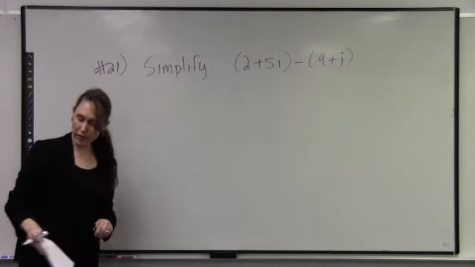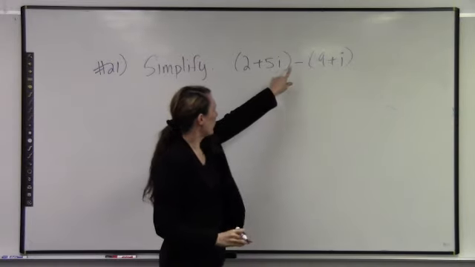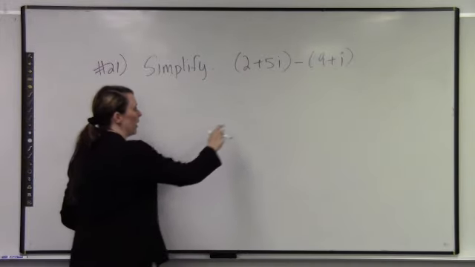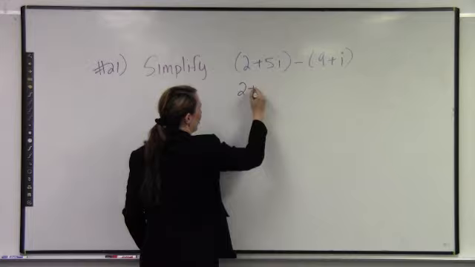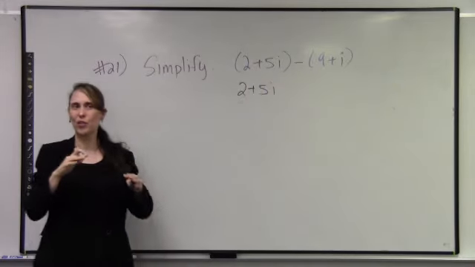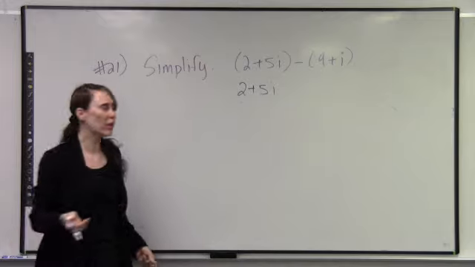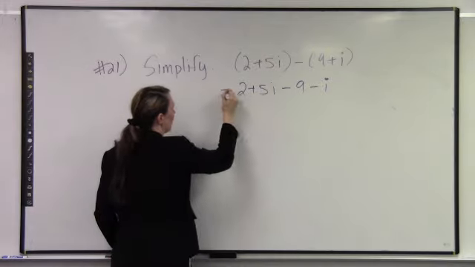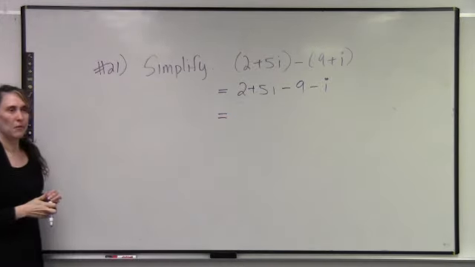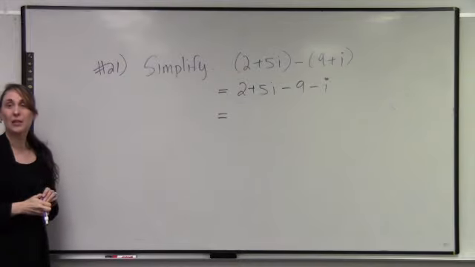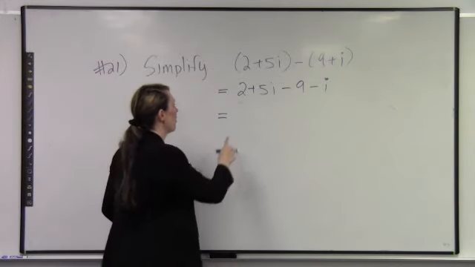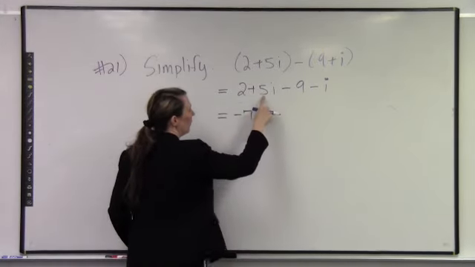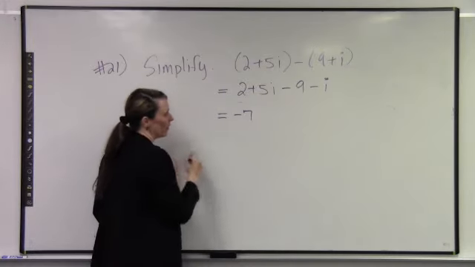All right, so 21. I'm looking at the operation and it says subtraction is what it's telling me to do. So how do we get rid of the parentheses when we have subtraction? Distribute. Okay, we have to distribute the sign. And we're only distributing the sign to the grouping after the subtraction, correct? So that'll be minus nine minus i. All right, so what do we do now? You condense it, combining like terms. So two combined with a negative nine? Negative seven. Five i combined with a negative i? Four i.